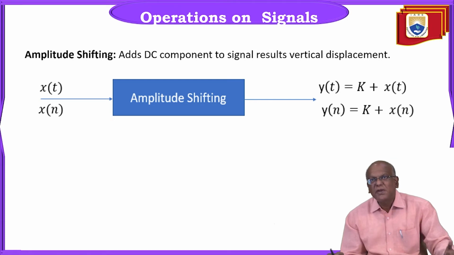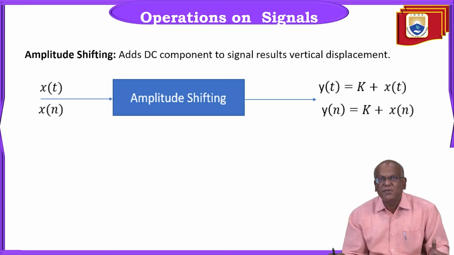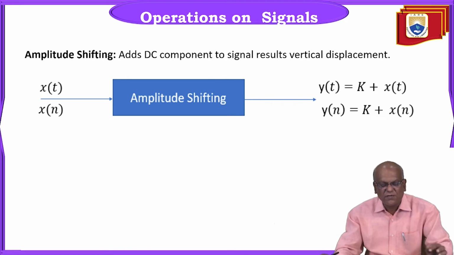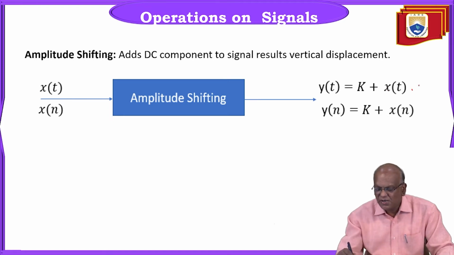That vertical shifting will depend upon the constant value. If the constant value is a positive value, it is shifted in the upward direction. If the constant value is a negative value, it is shifted in the downward direction. Let us discuss this one. If you perform an amplitude shifting operation on x of t, the resulting signal is y of t equal to k plus x of t, in case of continuous signals.